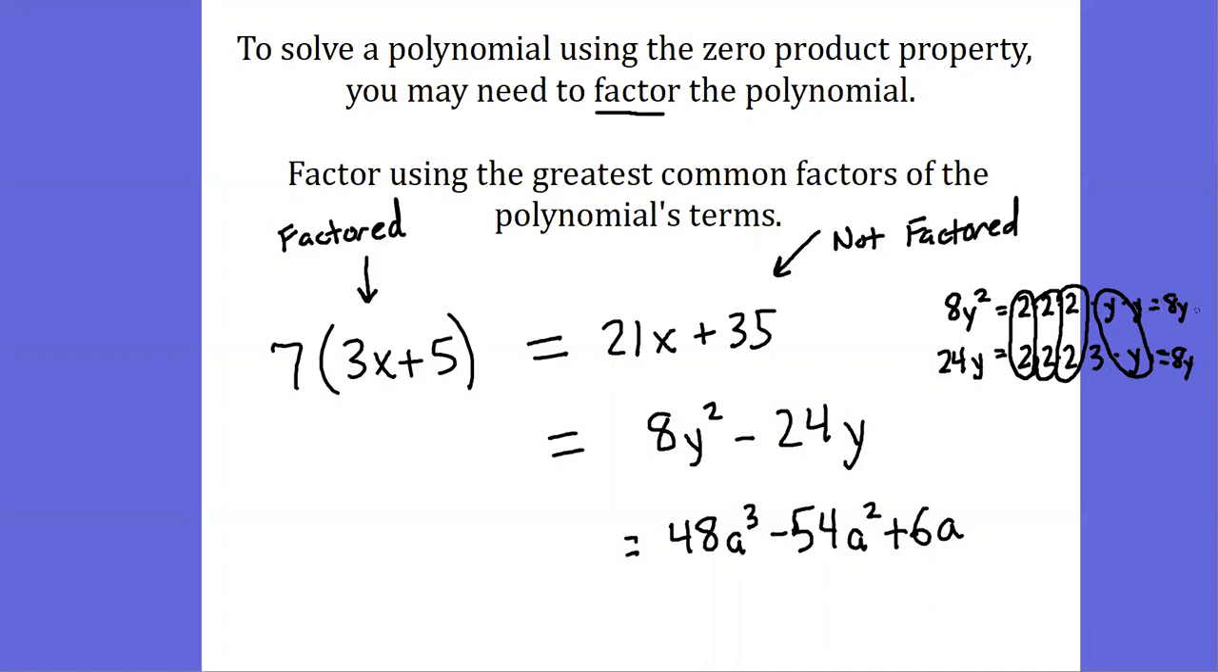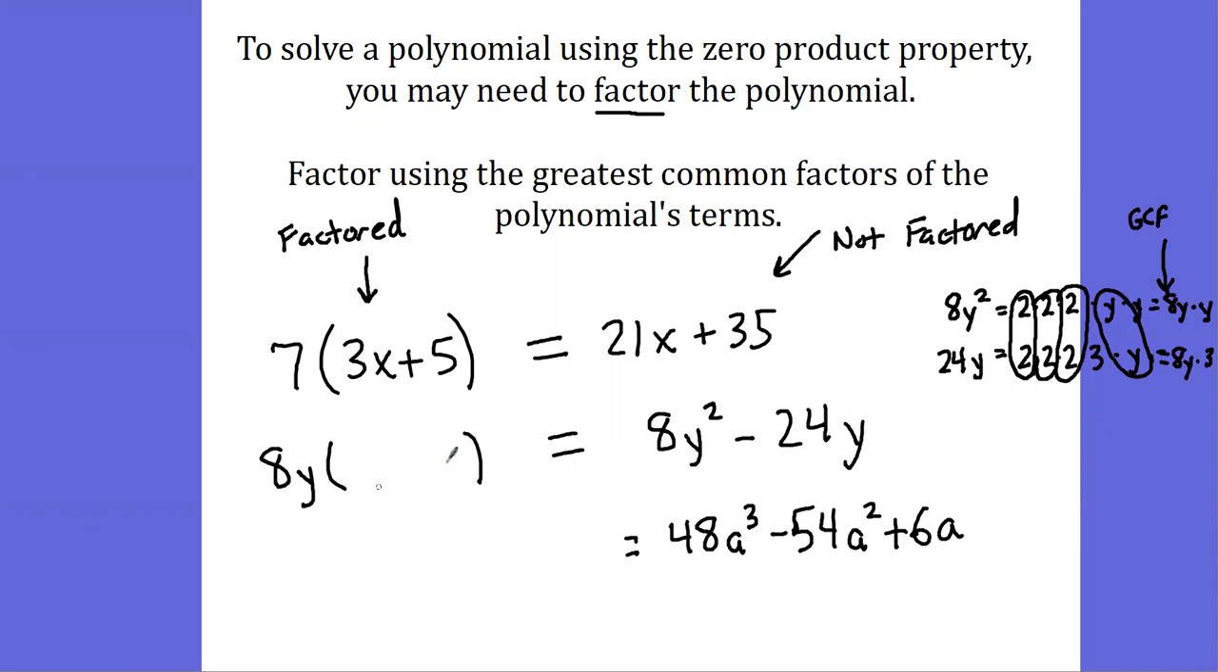If you look over your leftover factors, you'll see what you have left. So 8y squared can be thought of as 8y times y, and 24y can be thought of as 8y times 3. This 8y is my greatest common factor. And when I factor this polynomial, I need that greatest common factor in this spot right here. So I'm going to rewrite 8y squared minus 24y with 8y out here.